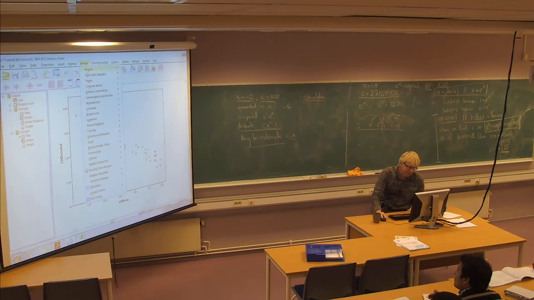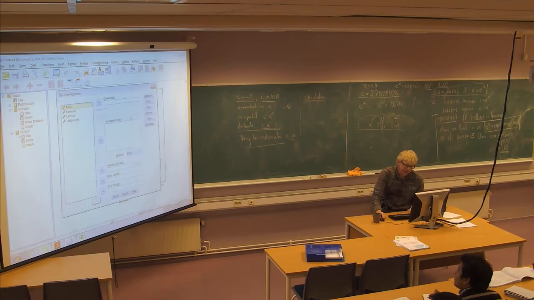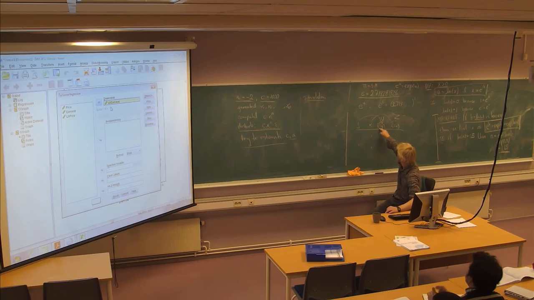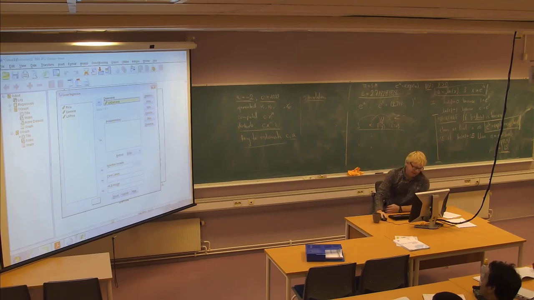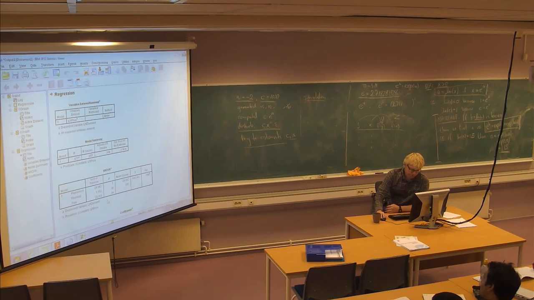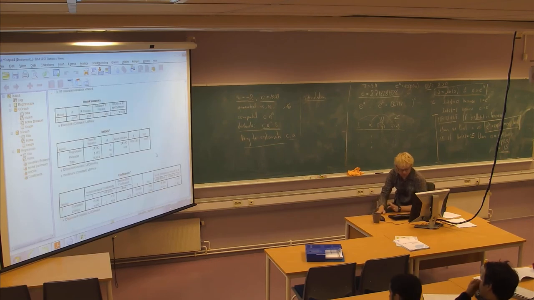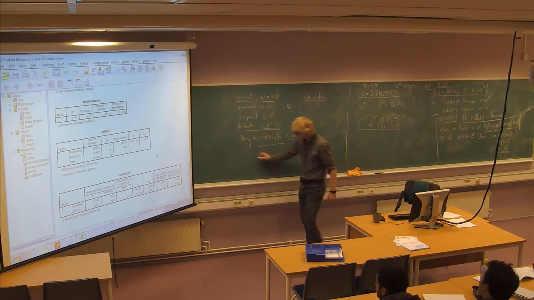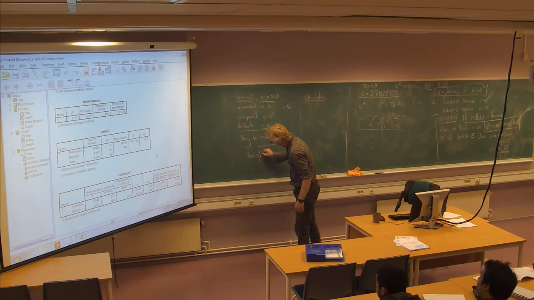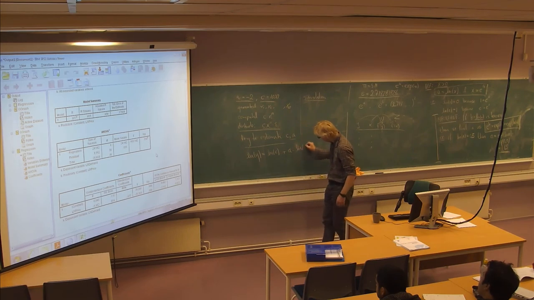So where do we find the regression? It is here. Now, linear regression: the dependent should be this, the logarithm of the demand, and the independent, in this case, the logarithm of the price. And maybe we want to see confidence intervals for coefficients. So this model should be ln y equals ln c plus a times ln x.